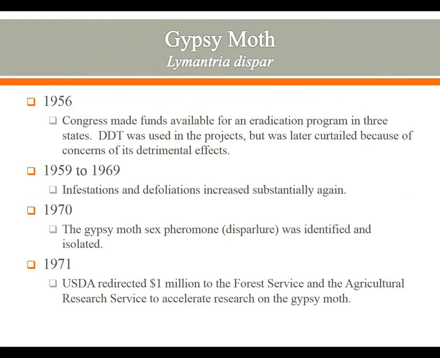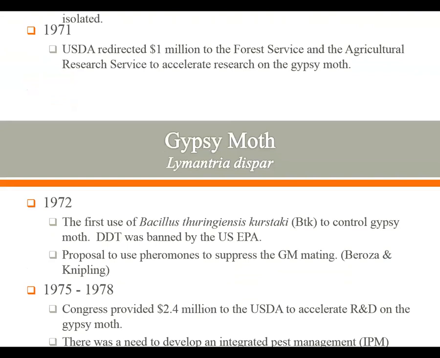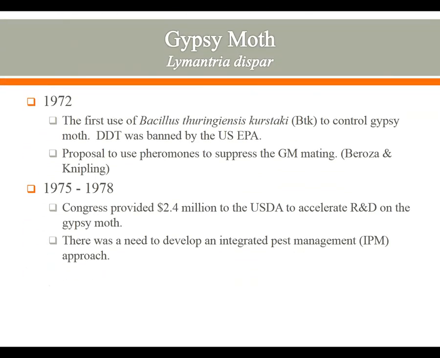And then in 1971, USDA directed $1 million to the Forest Service to start extensive research on how to come up with control measures for the gypsy moth. In 1972, Bacillus thuringiensis kurstaki, or BTK, was first used on gypsy moth control because DDT had been banned by the EPA. And then there was a proposal to use pheromones to suppress gypsy moth mating also, which also changed things in our method.